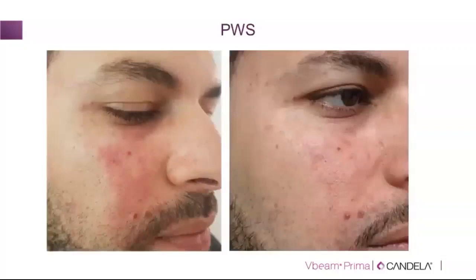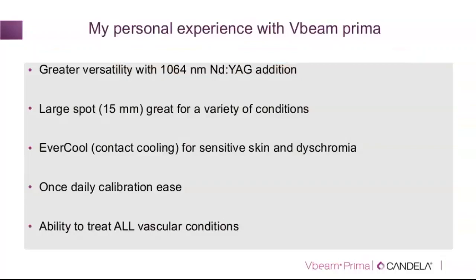This is one single treatment for port wine stain using the 15 millimeter spot size and the contact cooling. The patient called me afterwards and said he was very happy and very impressed with the results. You can see very nicely that there has been very good reduction after one single treatment.